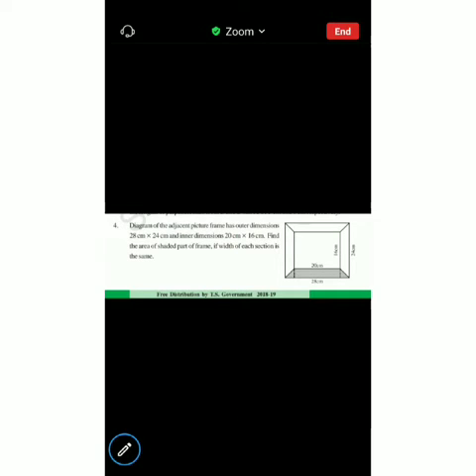In this video, we are going to solve exercise 9.1 problem number 4. Let us see the question. The diagram of the adjacent picture frame has outer dimensions 28 cm into 24 cm and inner dimensions of 20 cm into 16 cm. Find the area of the shaded part of the frame if the width of each section is the same.